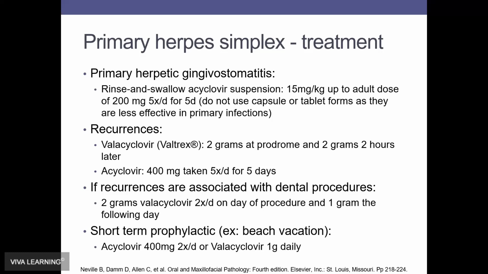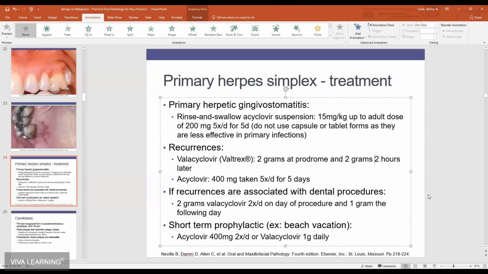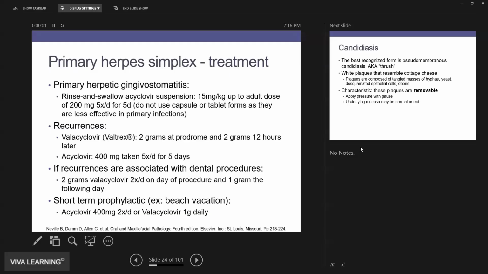So you can prescribe them 2 grams of valacyclovir, or excuse me, 4 grams, and tell them to take 2 at prodrome and 2 12 hours later. This says 2 hours later. That is a typo I'm going to fix right now. So 2 grams 12 hours later.